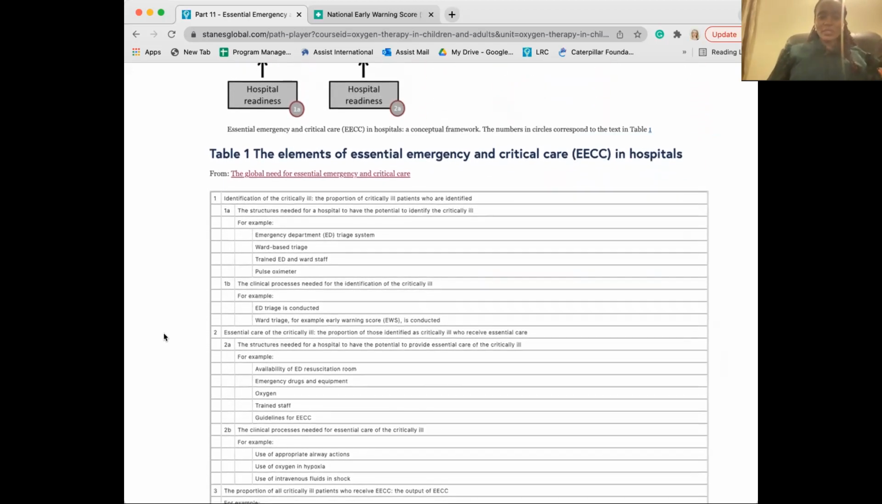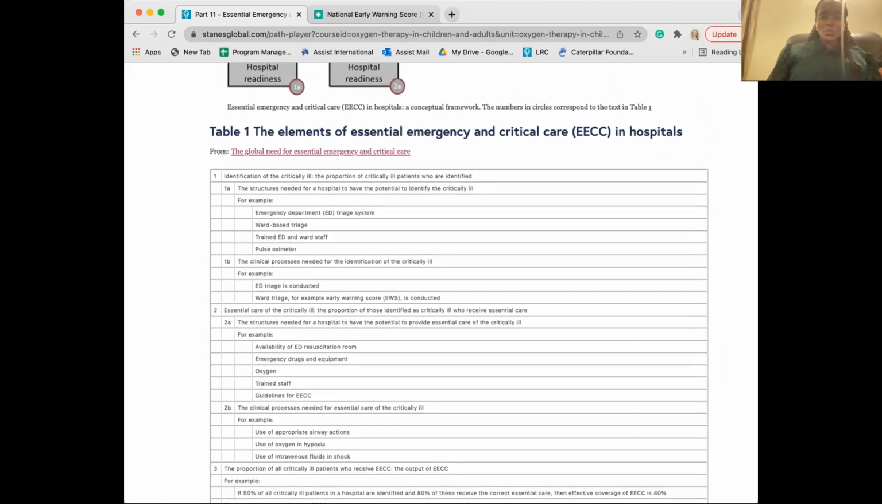The elements of essential emergency and critical care. This is almost what I was trying to say. What is the triage like? What is the structure? What is the clinical process? What facilities do you have? Do you have trained staff? Do you have guidelines? Do you have oxygen? Are there emergency drugs and equipment? And then the clinical process needed for essential care. Is there appropriate use of airway actions? Is there appropriate use of oxygen? Is oxygen available? Is there appropriate use of IV fluids? Do we know the dosages? Do we know how to give them? Do you know whether to give Ringer's or normal saline?